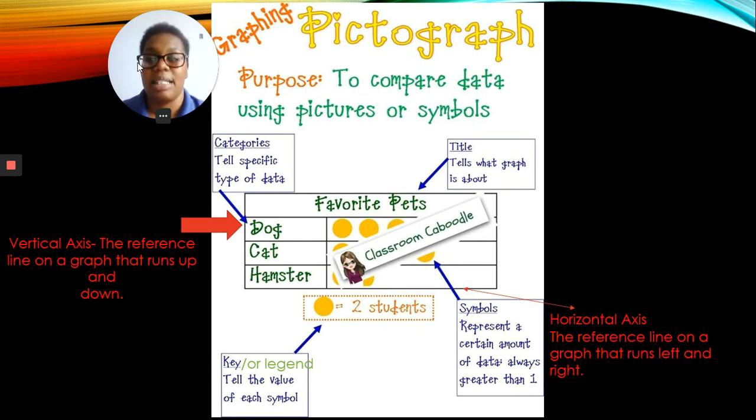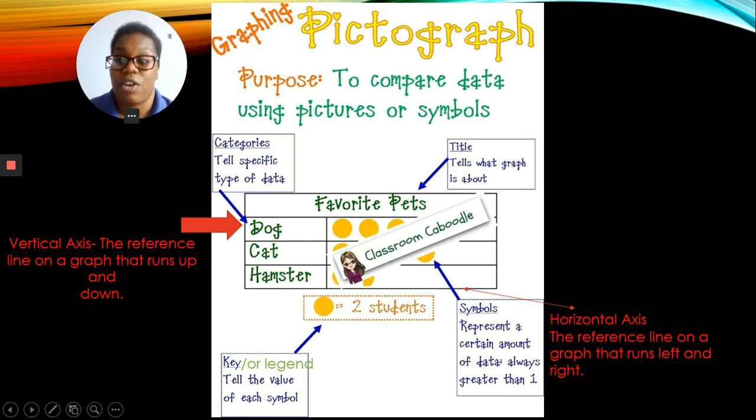As we look at this anchor chart, which is something that we would have designed in class, this one is already designed for us. It has graphs, pictograph. The purpose of a pictograph is to compare data using pictures or symbols, okay? So it's using pictures or symbols. The next part is we're looking at categories here. Categories tell specific types of data, okay?